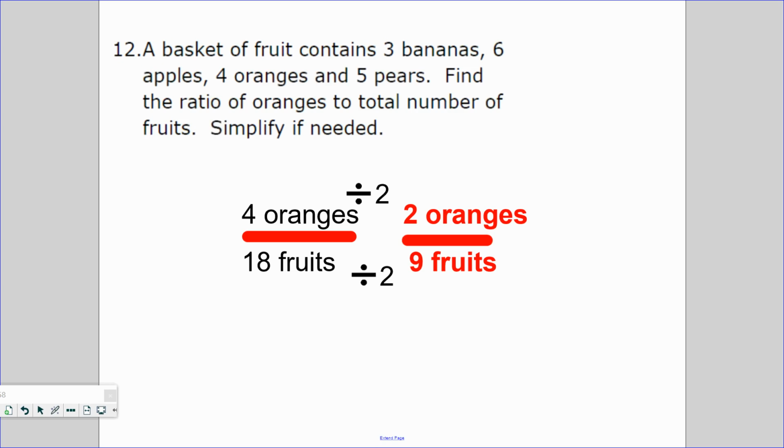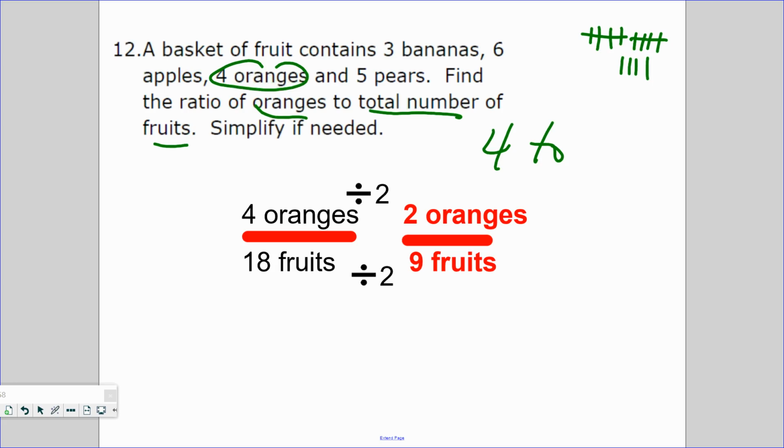All right, number 12. A basket of fruit contains 3 bananas, 6 apples, 4 oranges, and 5 pears. Find the ratio of oranges to total number of fruit. How many oranges are there? 4 oranges. Now, total number of fruit. Is banana fruit? Yes, 3. Are apples fruit? Yes, 6. Oranges fruit? Yes, 4. Pears are fruit? Yes, 5.